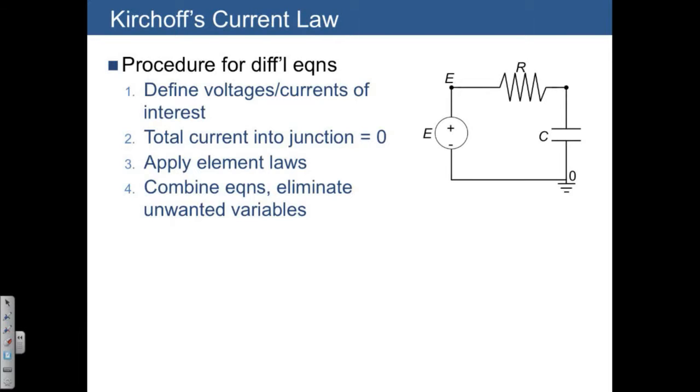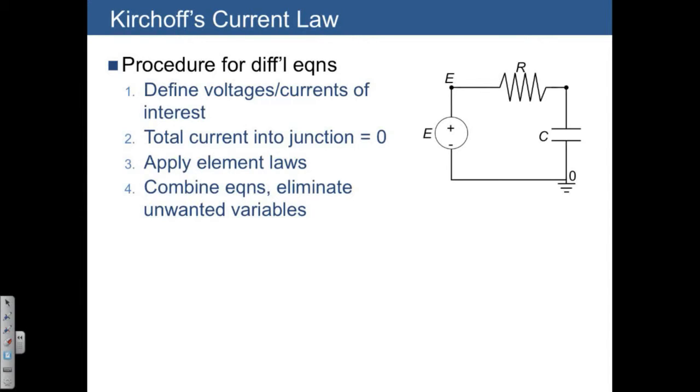They can only go from one place to another. The whole procedure will break down into 4 steps. First, we define any voltages or currents of interest. Then we sum the currents into any junction. Then we apply any element laws. And then we combine any equations to eliminate unwanted variables.